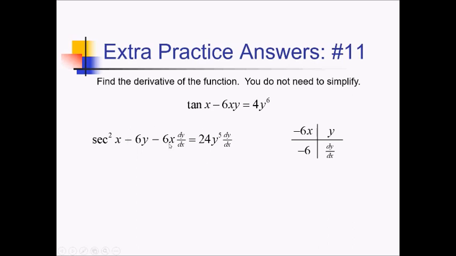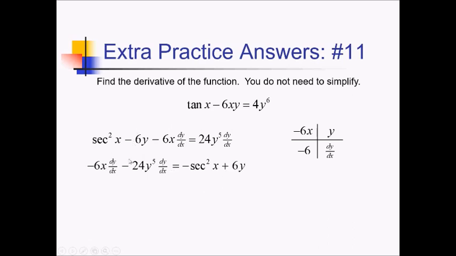So this negative 6x dy over dx, that can stay on the left. 24y to the 5th dy over dx, I'm going to subtract that over to the left side. And secant squared of x, I'm going to subtract that over to the right side, along with this 6y, which I'm going to add to get it over to the other side.